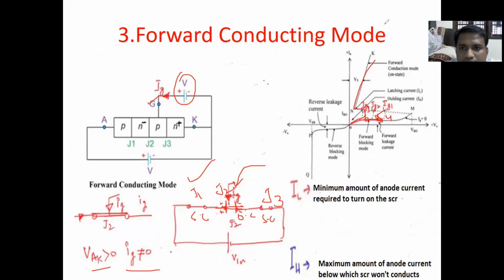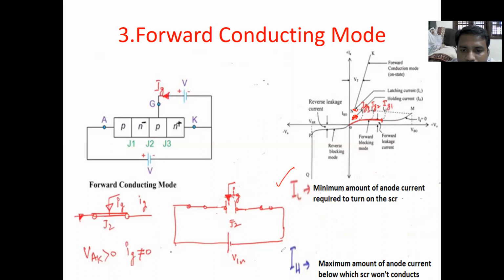Here you again have two currents, latching current and holding current. You can see this point N, here it is termed as IL, and below which one arrow mark is there, this is holding current. So two definitions have been given here. One is latching current, another one is holding current.